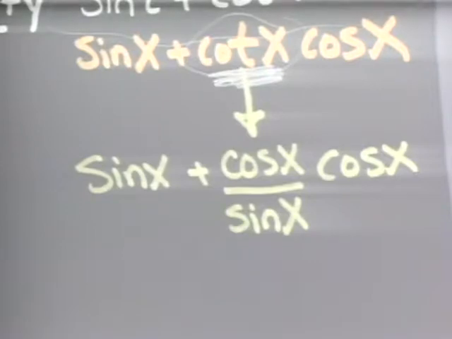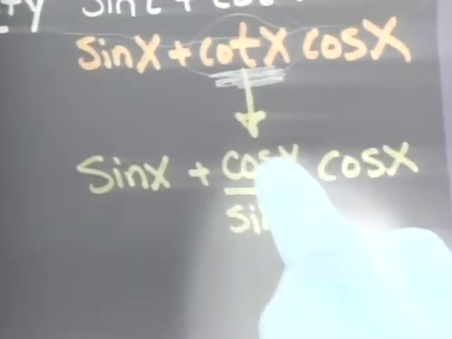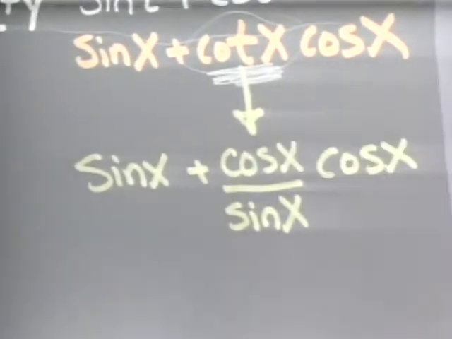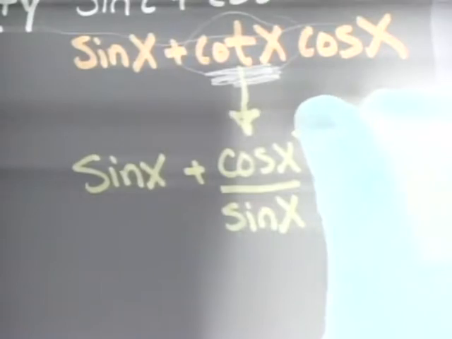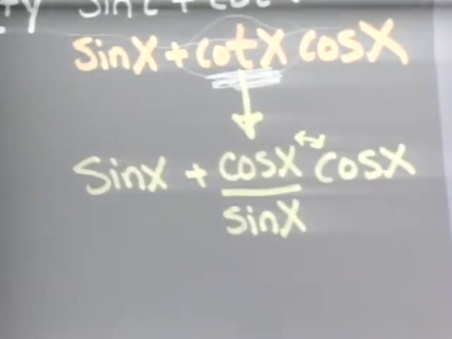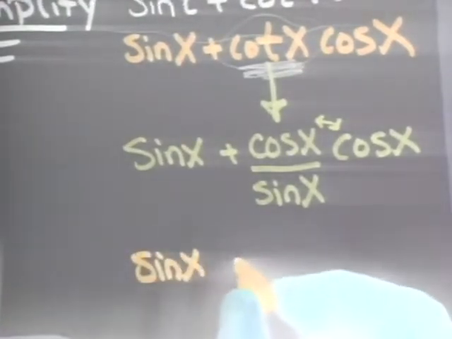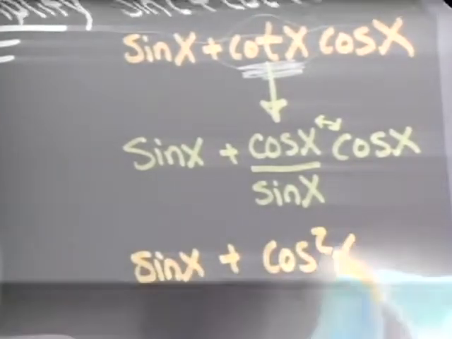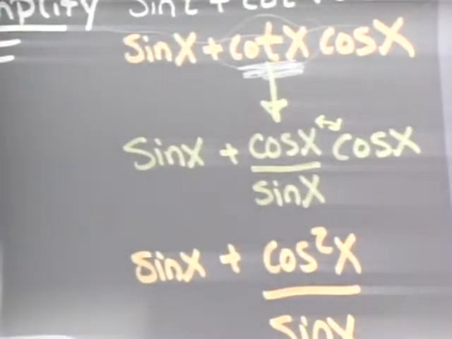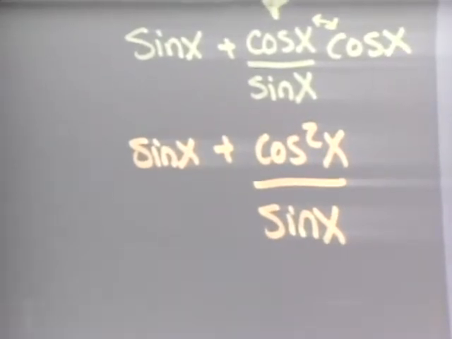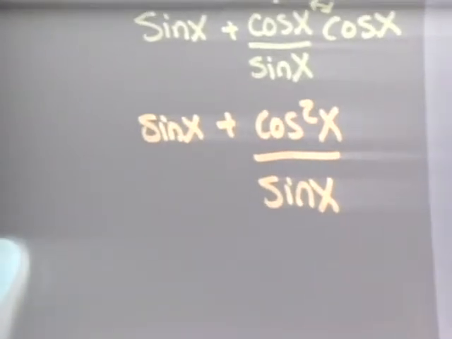The next thing is when you've got cosine x over sine x times cosine x, anything that's hanging out to the right of the fraction can be multiplied into the numerator. So we won't have to have that cosine hanging out. We're going to have sine x plus, it's going to become cosine squared x over sine x, like that. Unfortunately, this gets simpler, or more simple, I'm not sure which one it is. But we're going to have to keep working.